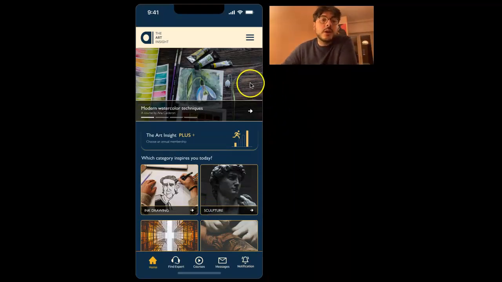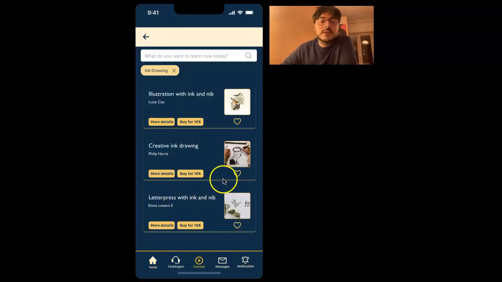In the home page we can find the advertisement, some monthly payment to have some advantages on the application, and then we have the categories of the courses we can follow. For example, we want to follow an ink drawing course, but we don't know which one, so we can check all of them, or we can put keywords in the search bar.